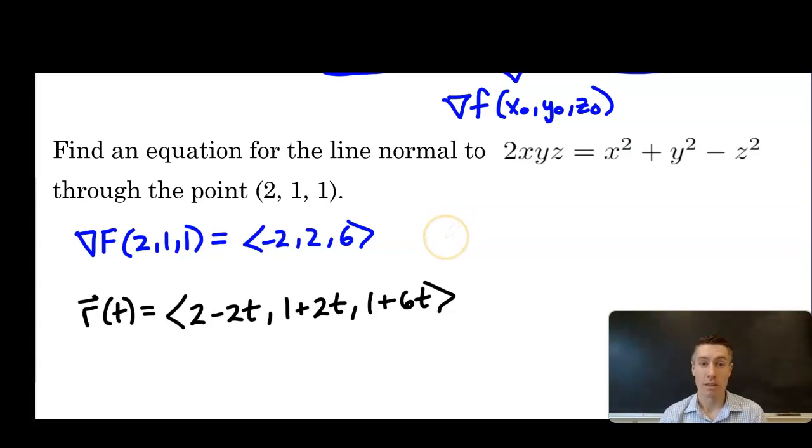I guess you could also write this symmetrically. I'm not sure why you would do that, but you could hypothetically write this in the symmetric form as well.